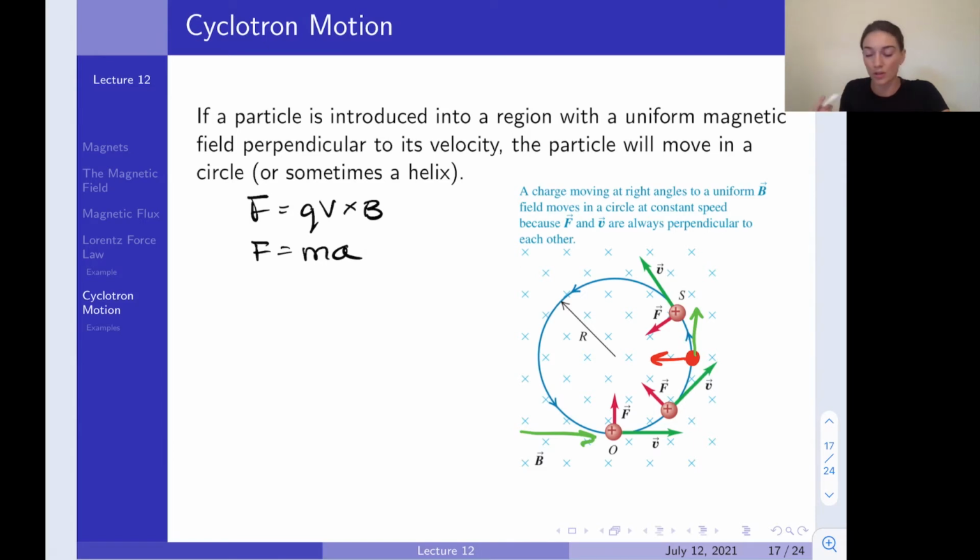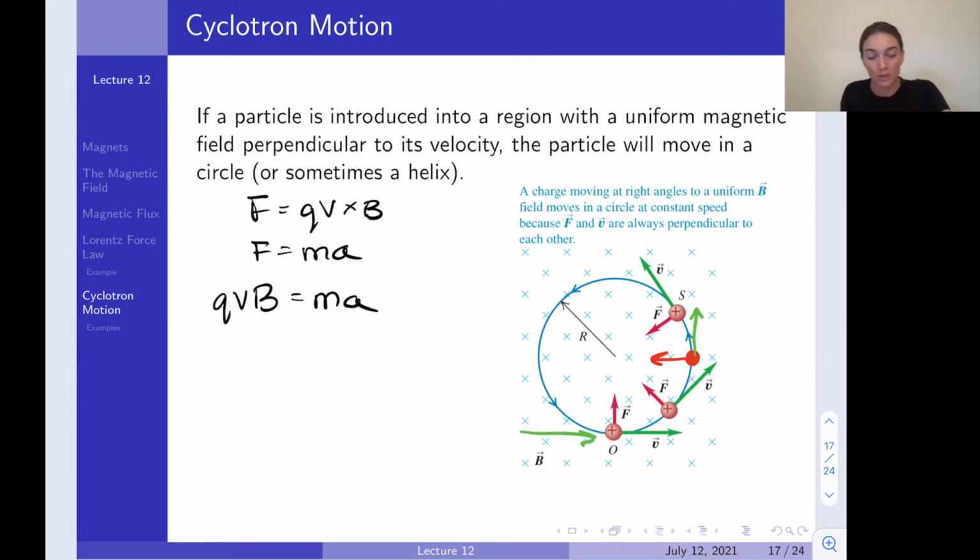And think back to circular motion. When you have an object moving in uniform circular motion, that means there's an acceleration acting on it to keep it moving in that circular motion. So let's set these two things equal to each other. So we have qvB is equal to ma, and I could ignore the cross product here because when v and B are perfectly perpendicular, the sine between them is sine of 90, which is just 1. So I can just write it as qvB equals ma.